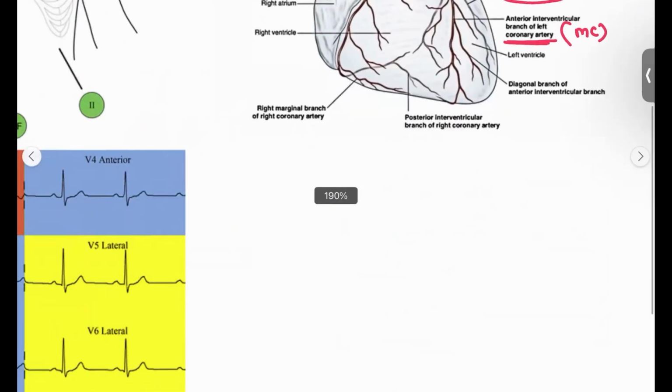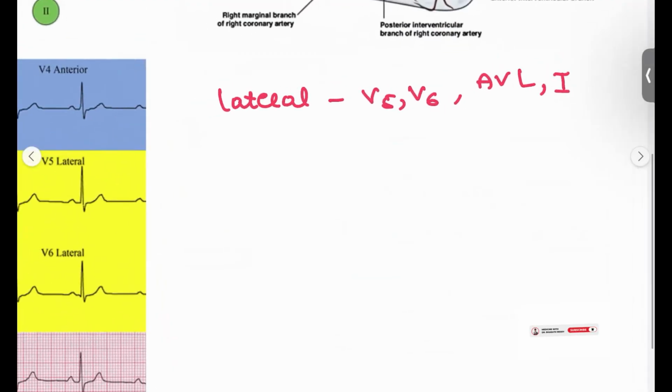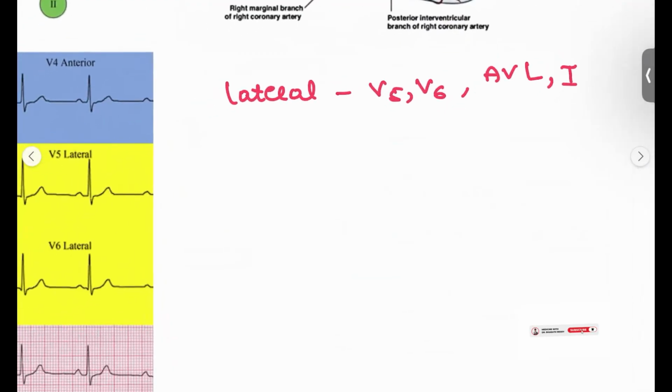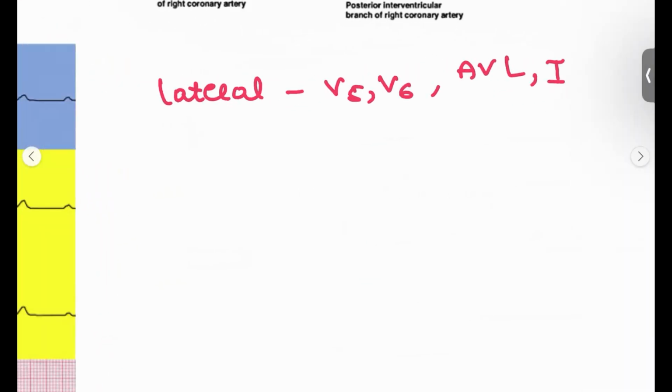But how do we see which leads will cover which elevation? On the lateral side, what are your lateral leads, guys? Your V5, V6, and aVL, and also lead 1. These are present on the lateral side of the heart, which will be elevated. What is the artery that is associated? The left circumflex artery is associated.